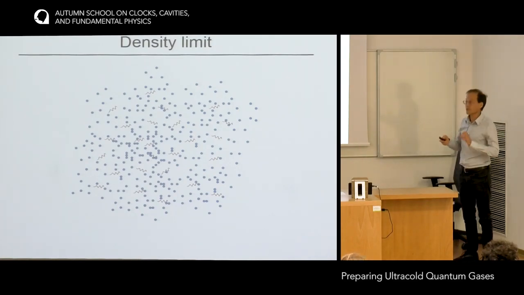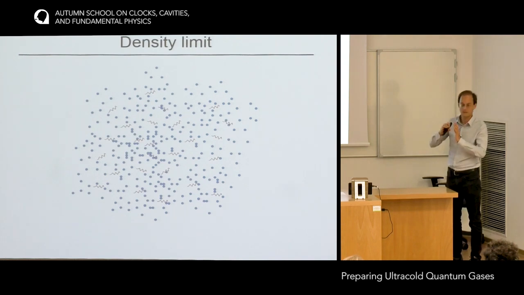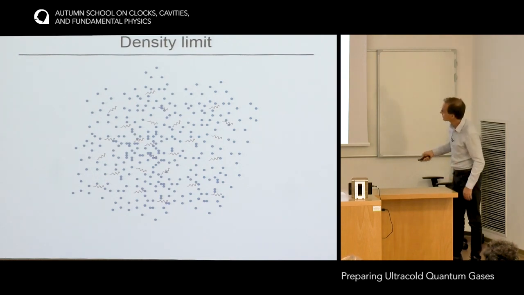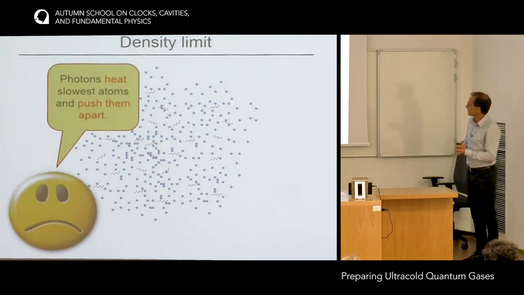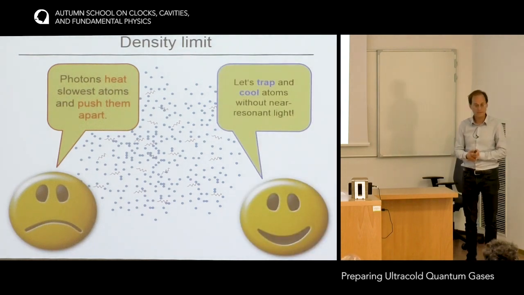So we figured out a trick how you can reach BEC by laser cooling alone still, but I'm more describing how people usually do it. And yeah, first, if you see this, you are sad. The photons, which are so nice to cool our atoms to meters per second or so velocity, now they heat the slowest atoms and push them apart. And that means now we have to change strategy.